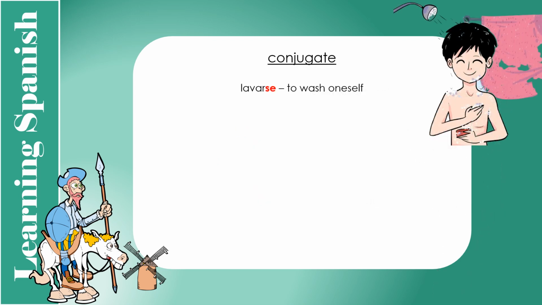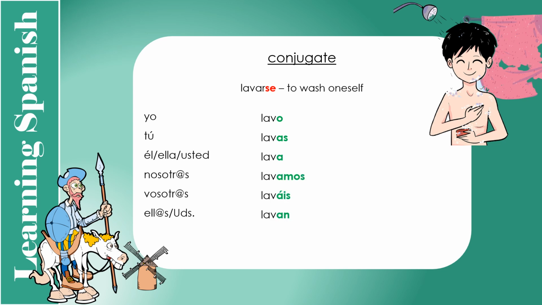The conjugation of reflexive verbs is done in the same way as non-reflexive verbs. In this example, we will conjugate the verb to wash oneself. We will start with the personal pronouns, and then we conjugate the verb lavar. Lavo, lavas, lava; lavamos, lavais, lavan. Now, all we have to do now is add the reflexive pronoun to the verb.